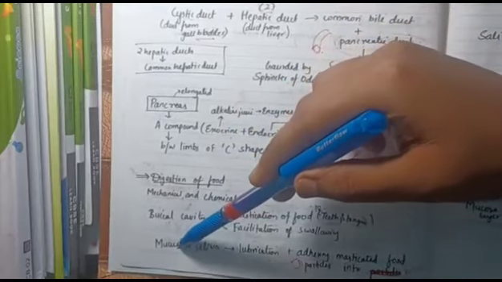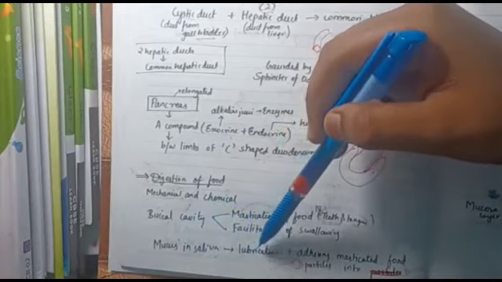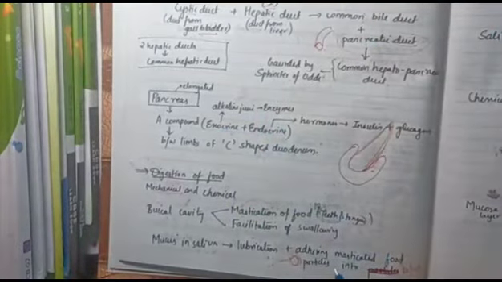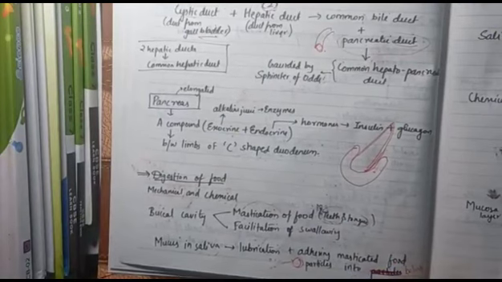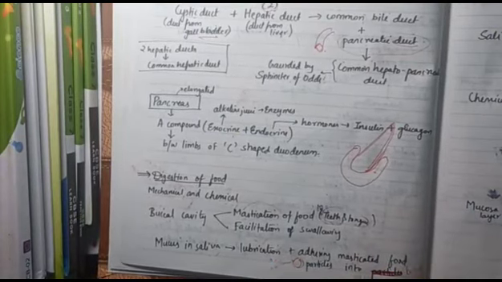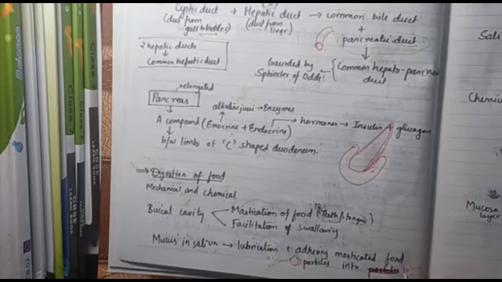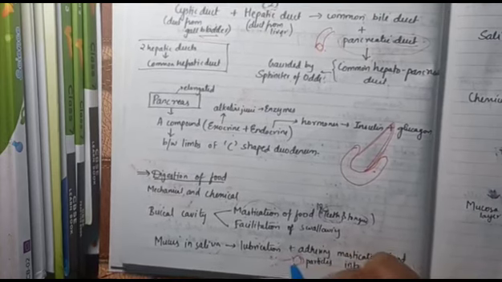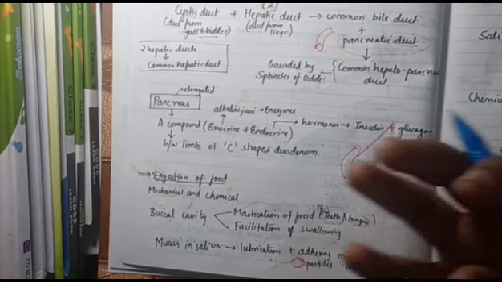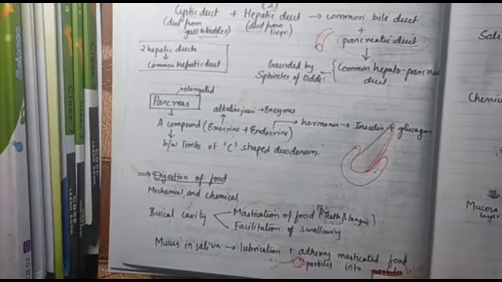Next, in saliva, we have mucus. The two functions of mucus in saliva are lubrication and adhering masticated food particles into bolus. Lubrication means it makes the food slippery to make it easy to go into the stomach and esophagus. Adhering masticated food particles into bolus means small food particles are made into a round, small aggregate, because with the help of saliva the small particles are made into bolus.